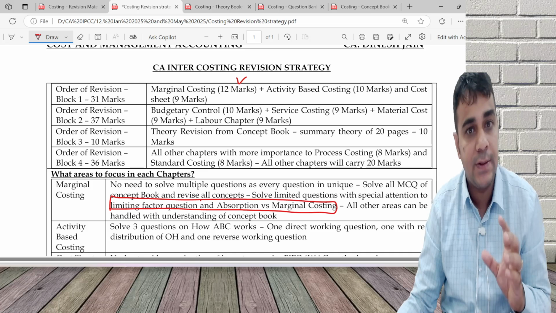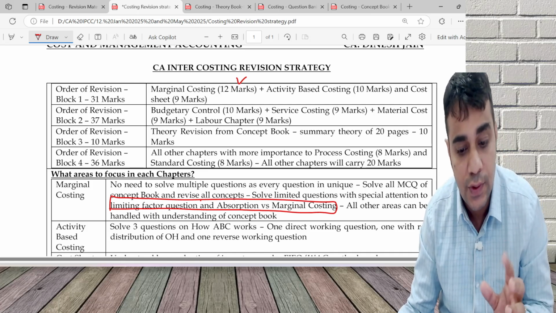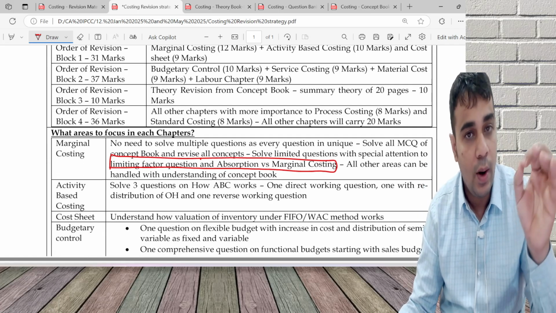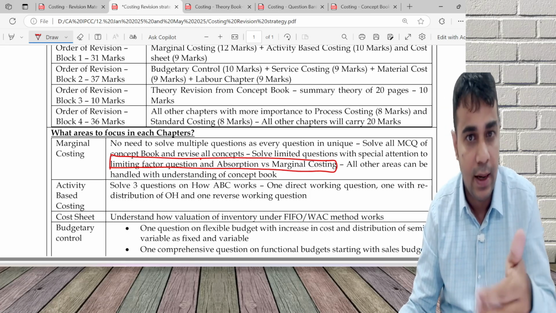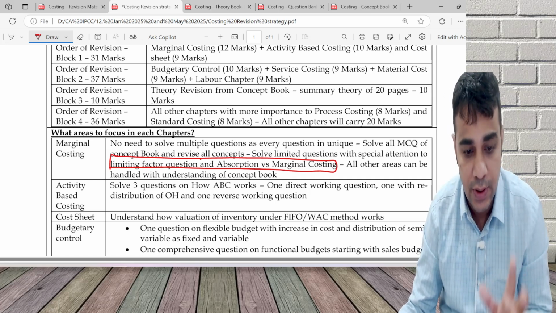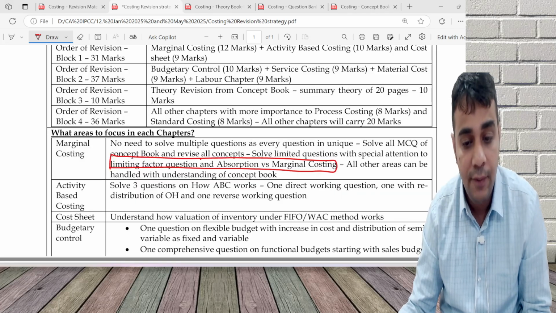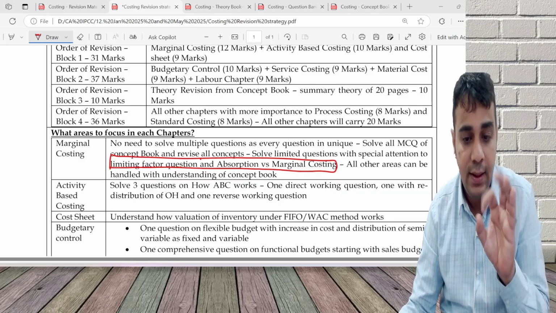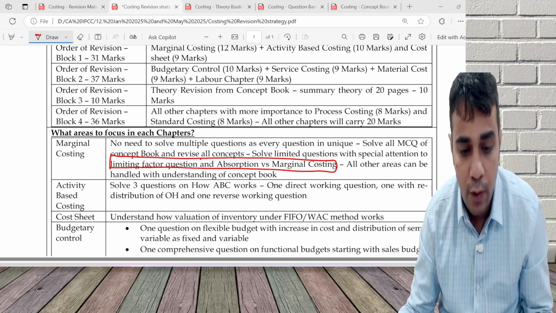So activity based costing, 10 marks. In this, you are going to solve only three questions. One direct working question. One with redistribution of overheads, which will be covered in those 130 questions. And one reverse working question. If you handle this, it is going to take care of your activity based costing preparation. Only three types of questions: one direct working question, one redistribution of overheads, and one reverse working question.